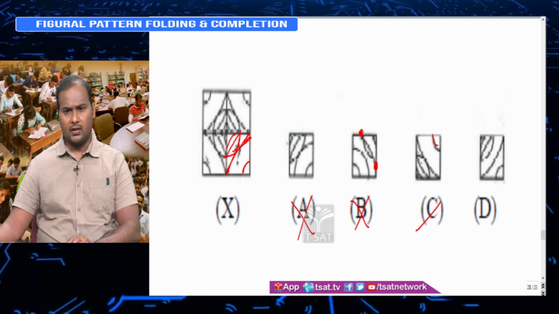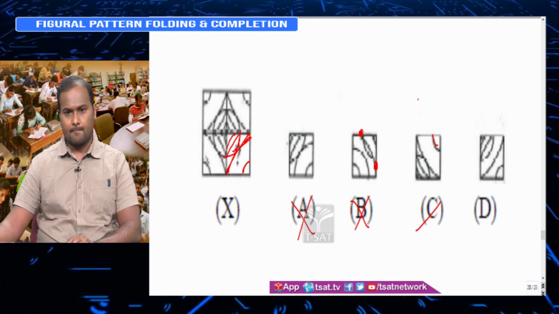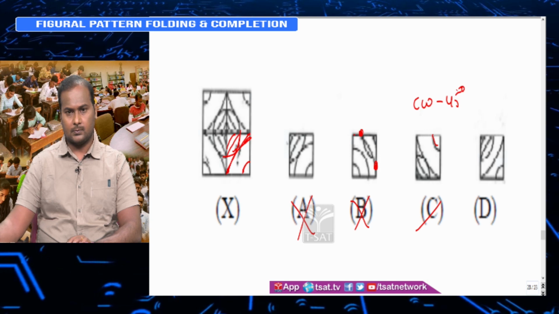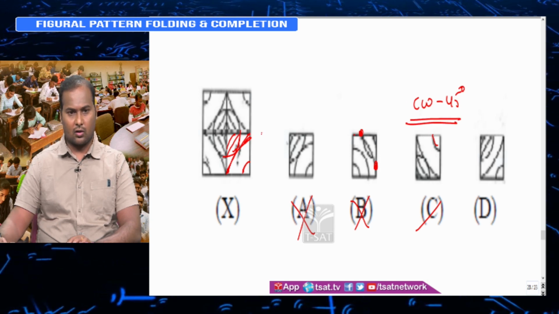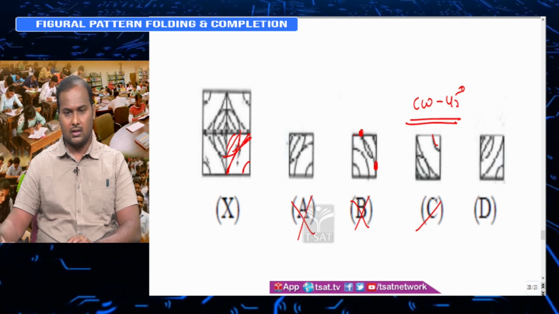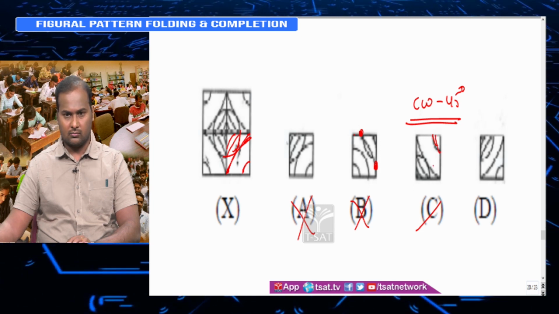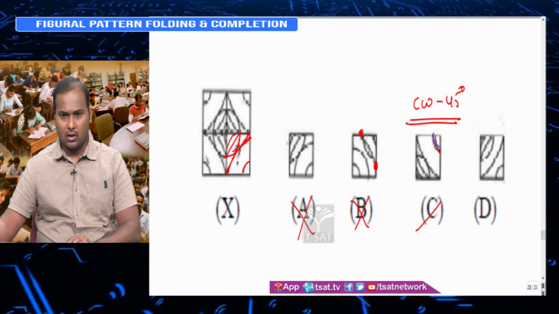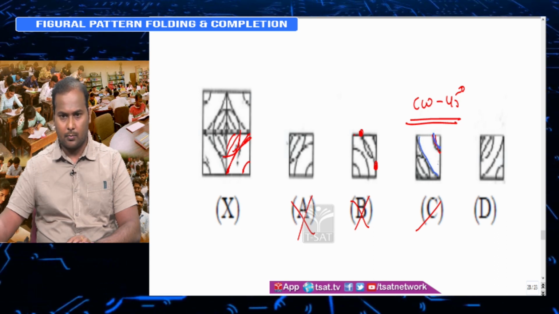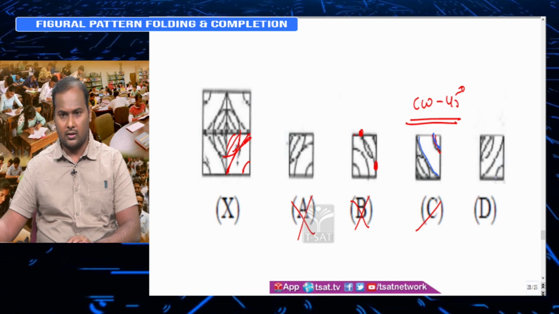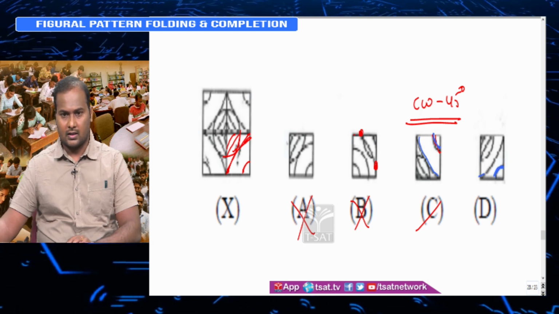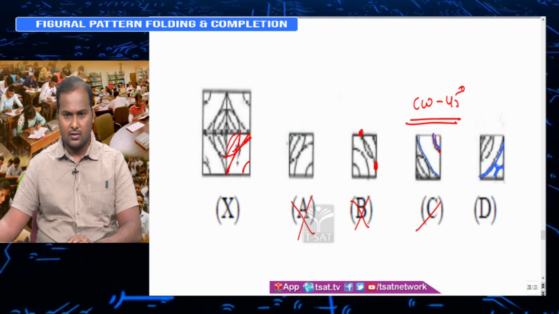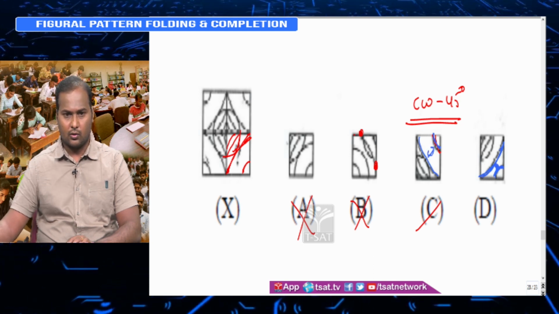How? See here, if you rotate option C clockwise 45 degrees, it exactly appears like this, because this image comes to the bottom. And moreover, the clue is very easy here. That is, this small line and this line both are parallel. But if you see in option D, this line and the center line appear opposite. So the space is very, very small here, but you can see a huge amount of gap here.